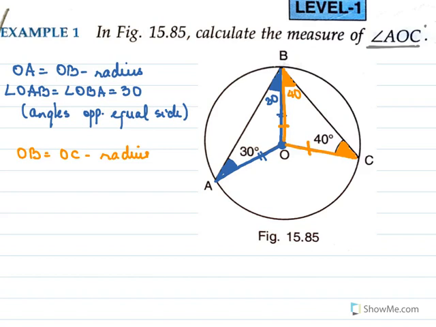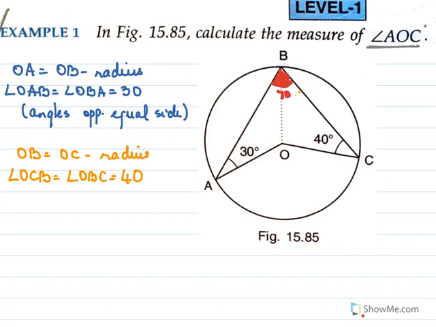If sides are equal, angles also are equal. So I can say now angle OCB equal to angle OBC. So write angle OCB equal to angle OBC equal to 40. Now we go to the next property. Now I know this full angle is 30 plus 40 and this is 70. So we have found out that this angle is 70, 30 plus 40.